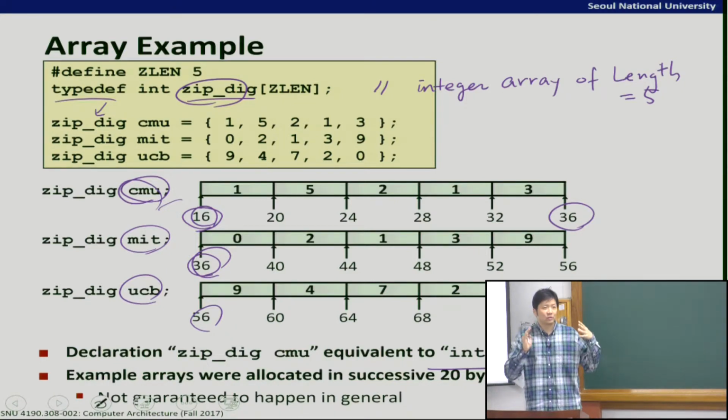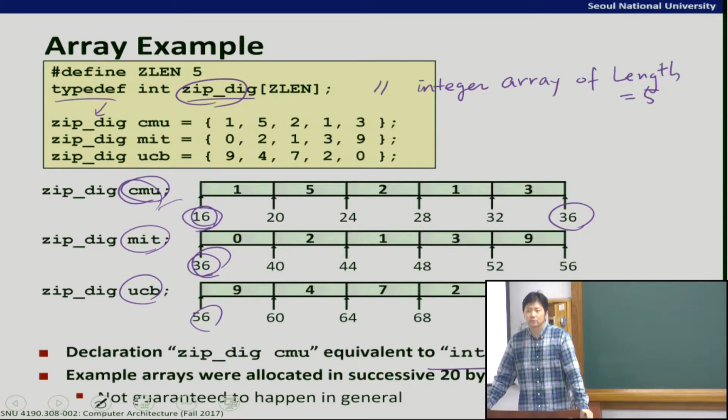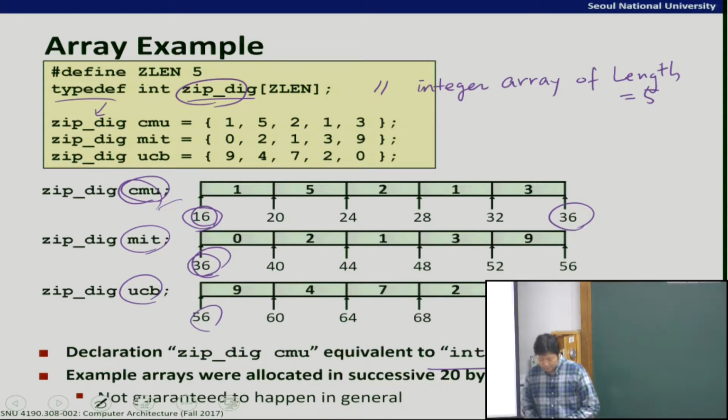But generally that does not hold. In this example, that's actually true. But generally speaking, the contiguity of these blocks is not guaranteed. There can be some spacing between the two and so on. That can happen. But in this specific example, we assume these 3 arrays occupy this memory space back to back.